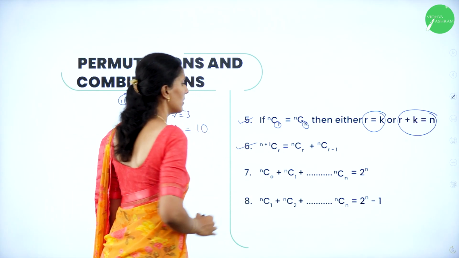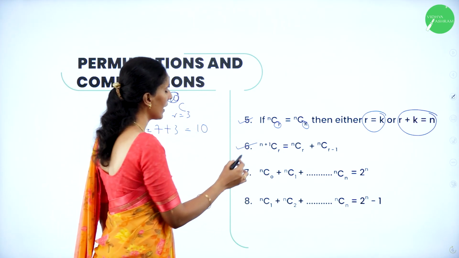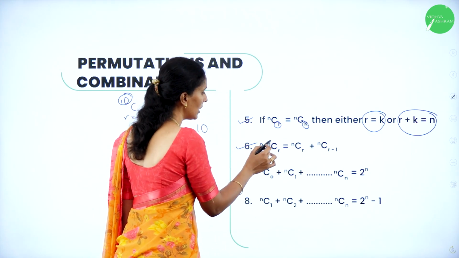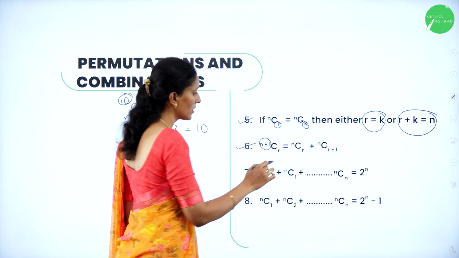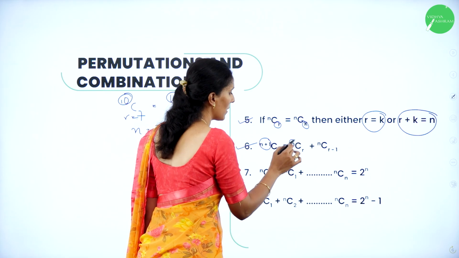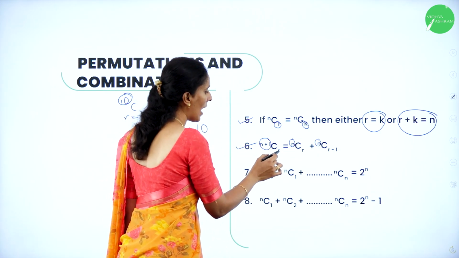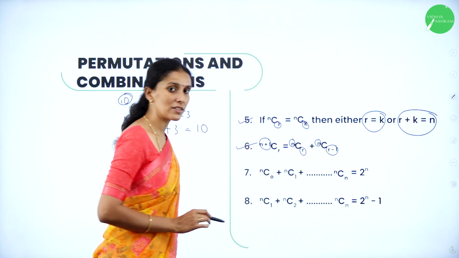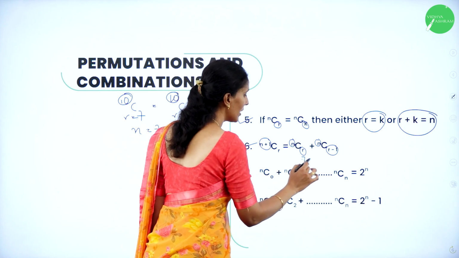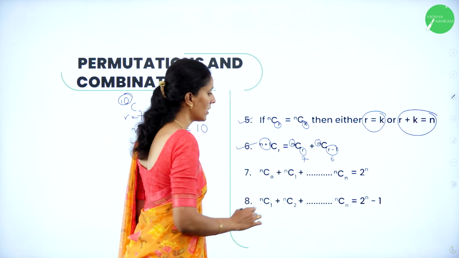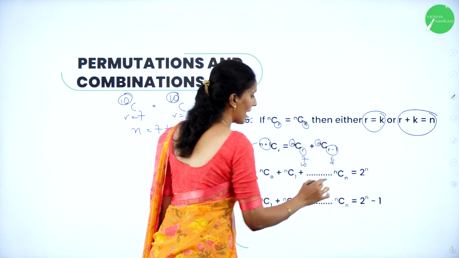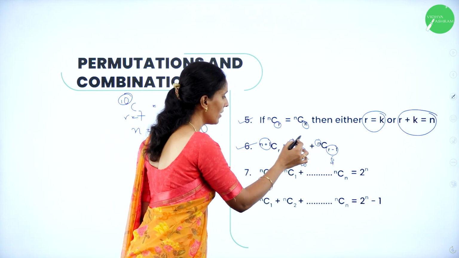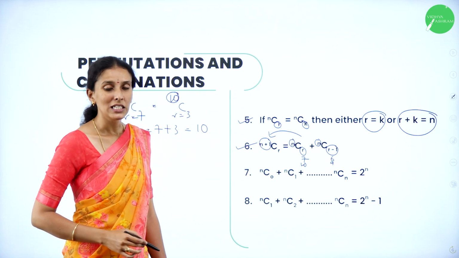Next, this is also one more property. (n plus 1)Cr is equal to nCr plus nC(r minus 1). So here, this is n plus 1, and here it is 1 less than n plus 1, that is n. What about r? r minus 1. These are two consecutive numbers. If you have 7 here, then it must be 6. So if you have 10 here, then it must be 9. Remember. So nCr plus nC(r minus 1) can be written as (n plus 1)Cr.